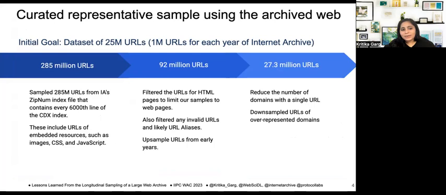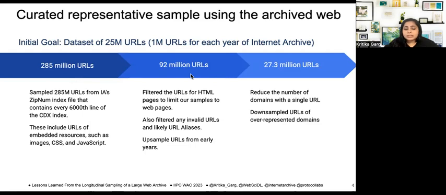We initially set out to create a sample of 25 million URLs with 1 million URLs first archived in each of 25 years of Internet Archive. We sampled 285 million URLs from Internet Archive's ZipNum index file, which includes URLs of embedded resources. We filtered them for web pages, more specifically valid HTML pages, which brings us down from 285 to 92 million. Then we downsampled further to 27 million by reducing the number of domains with a single URL and URLs of overrepresented domains.